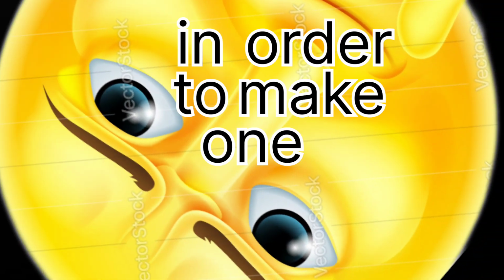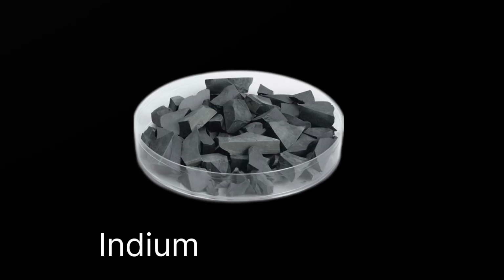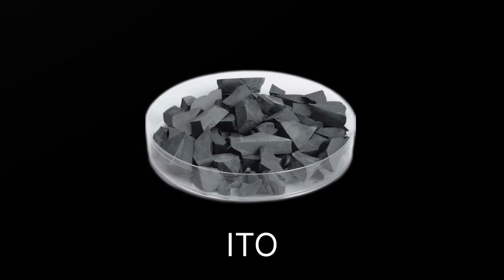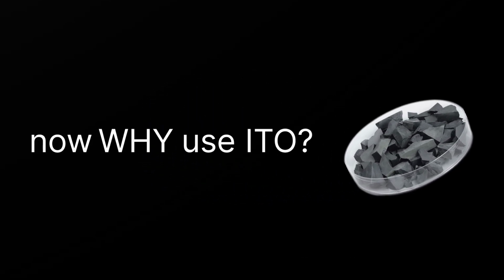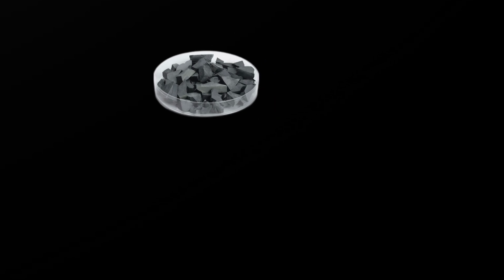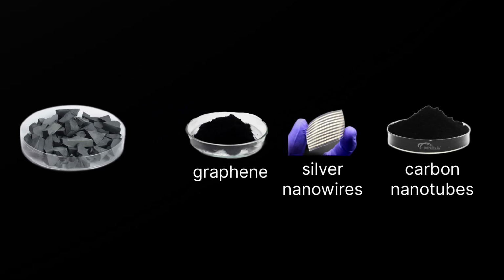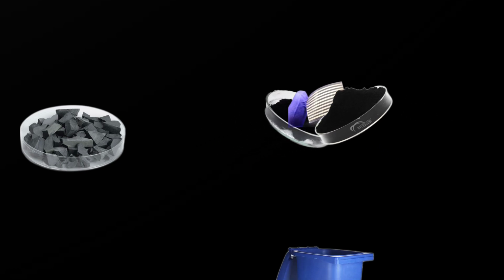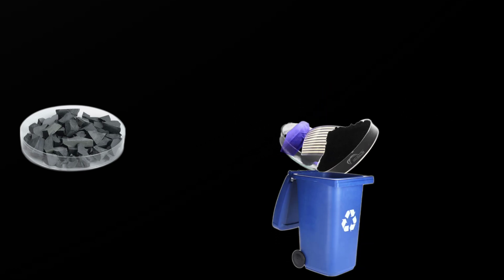In order to make one, you would first need a chemical called indium tin oxide, in short, ITO. Now why use ITO? It's one of the few materials that is both transparent and at the same time conducts electricity. While other options do exist, ITO is the only one which shows up to work. Sorry fancy materials, you guys are just not better.